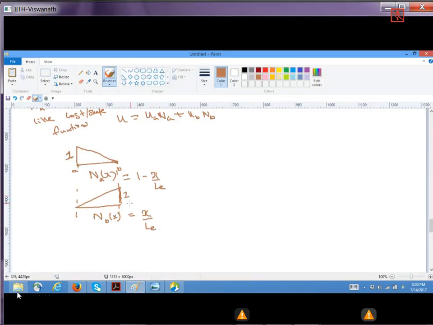You can just see this distance is L and this height is 1. So when NB is 1, when x is Le, you can see that this value NB of x should become 1. So you put Le here, Le by Le, it will become 1. That's what this is. This is very simple to do, but this NA is in the negative slope. You can also figure out that at this point it should be 1, meaning for x equal to 0, this should vanish and that 1 will remain.